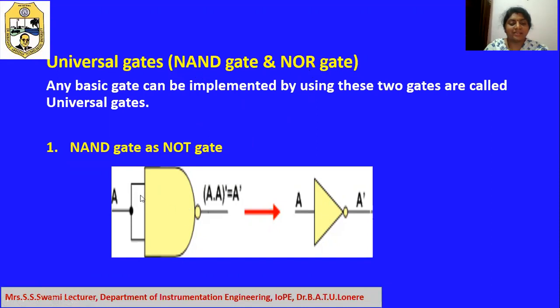This is the NAND gate. Both the inputs are tied together, given a single input, that is A. So output of this NAND gate will be (A into A) whole transpose. When we solve this, we will get A transpose, and here this is the basic inverter. When we give A, we will get A transpose. This and this are equal.